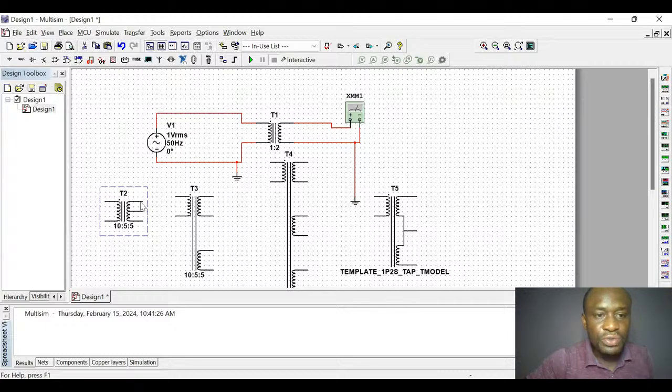It will be switching using relays to switch to secondary 1, secondary 2, secondary 3, secondary 4, depending on the voltage level it wants to moderate. We use auto transformers majorly in stabilizers. Are you following me? Majorly in stabilizers.